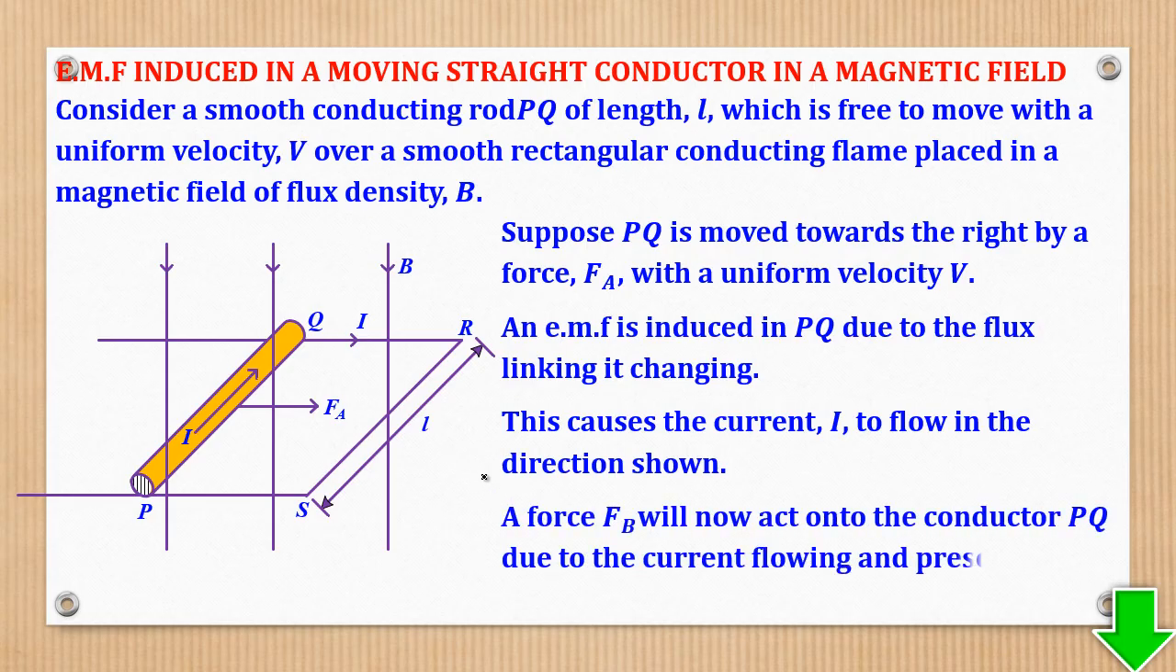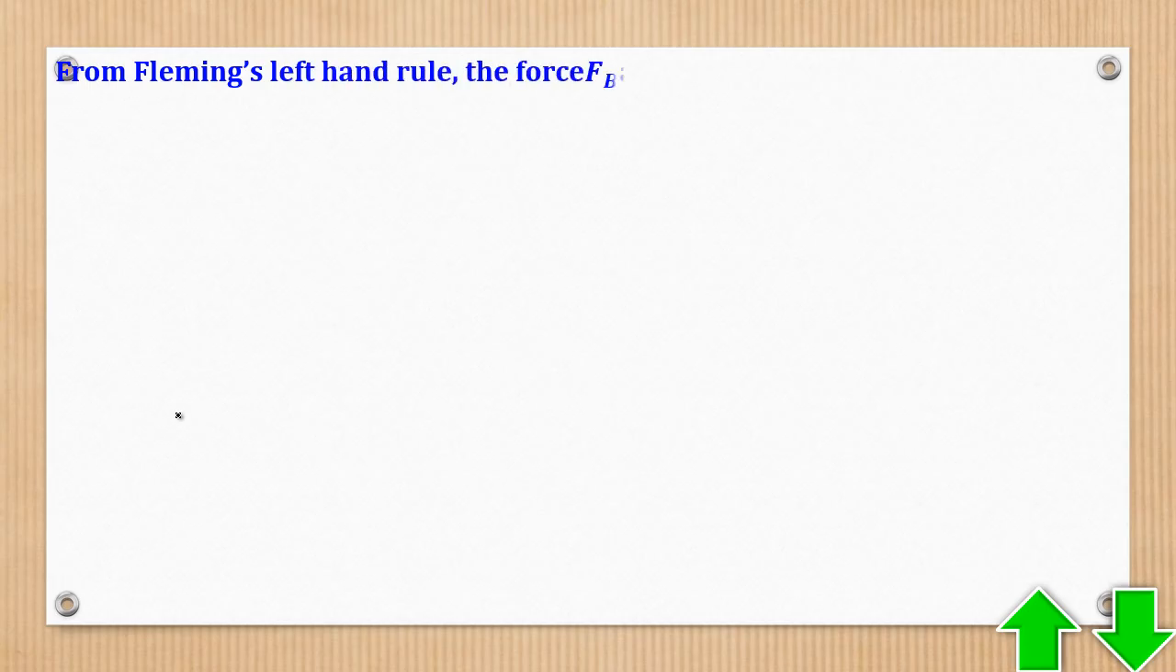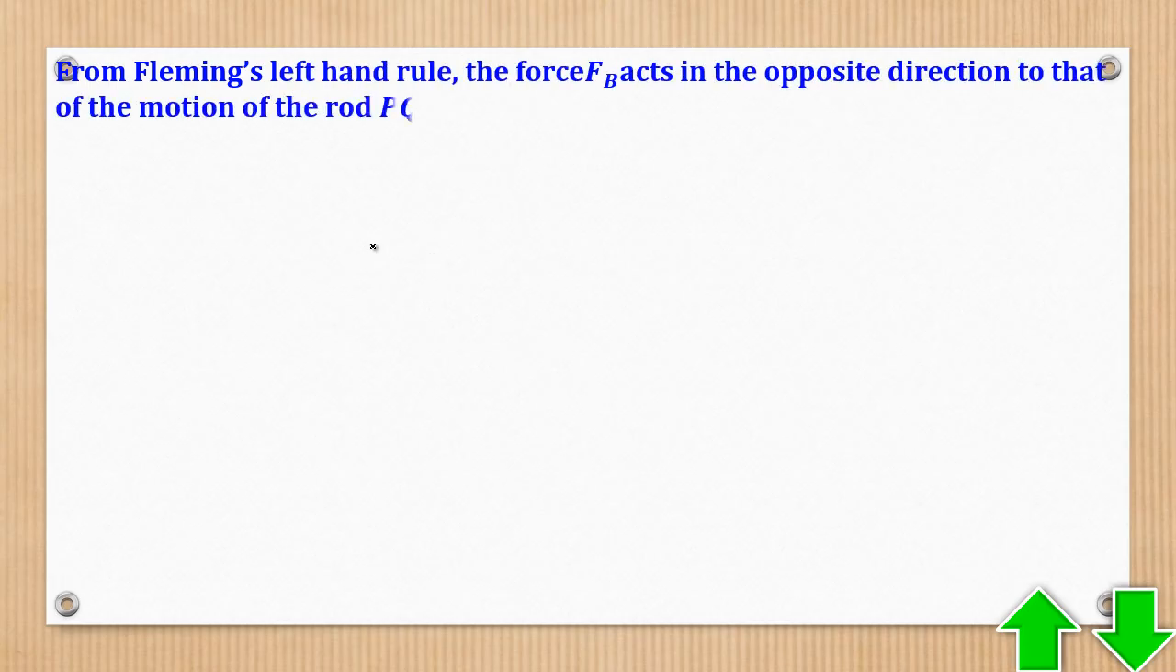When it flows, now something will happen. According to Fleming's left-hand rule, whenever there is current and a magnetic field, there should also be a force whose direction is determined by Fleming's left-hand rule. So that force, if you call it FB, will now act to the left according to Fleming's left-hand rule. And remember that force is equal to BIL.